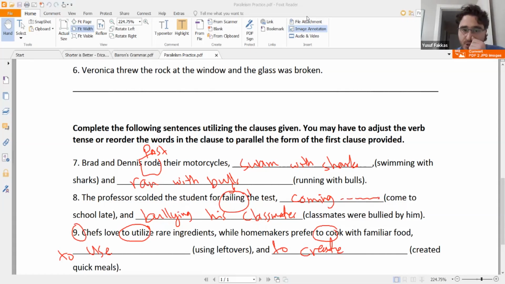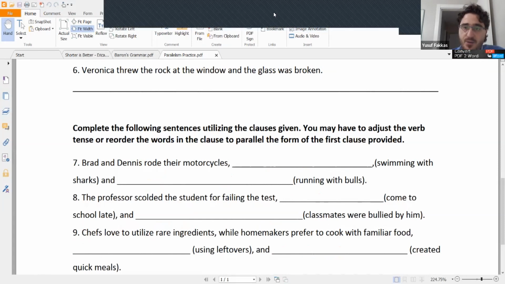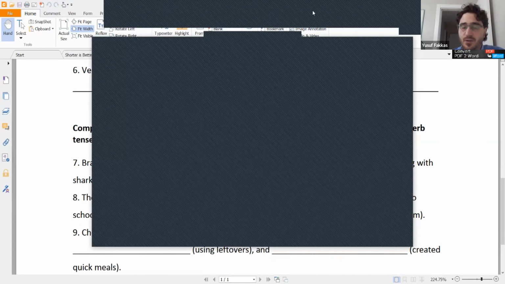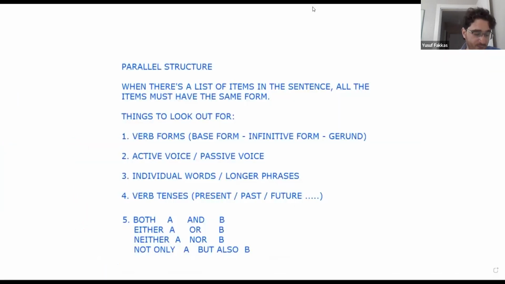Okay, guys, so we're still on the same topic, this parallel structure. Just to remind you, we can go back to our whiteboard, and these are all the rules that you need to know about parallel structure. And remember, it's just when you have a list in the sentence, then you need to make sure that all the items of that list have the same form. And these are the main issues: verb forms, active voice or passive voice, words or phrases, verb tenses, and then these correlative conjunctions. Do we have any question?